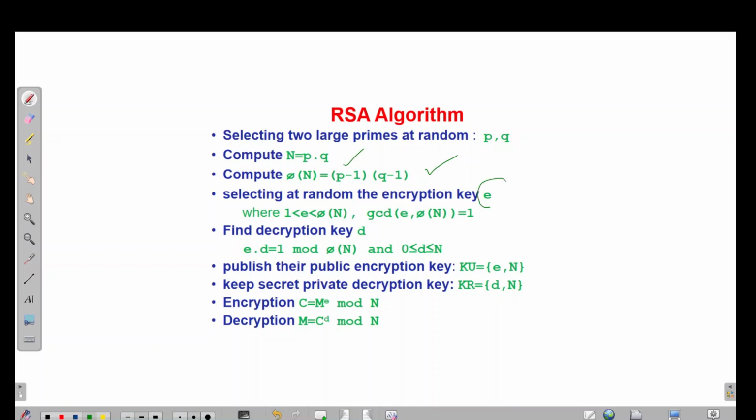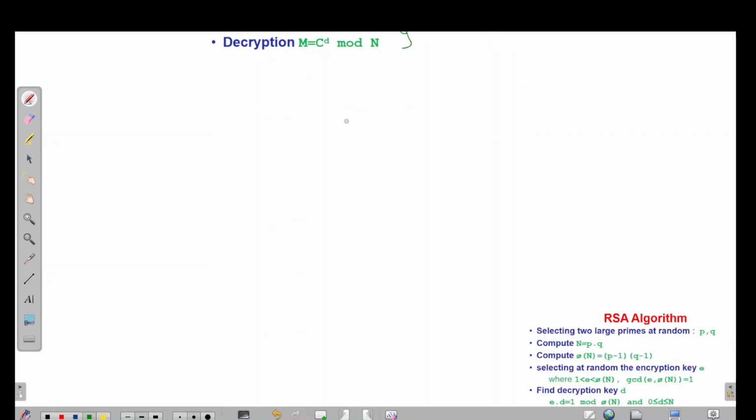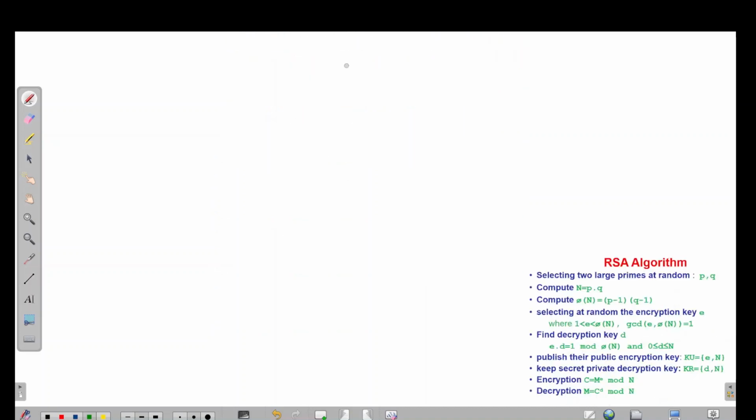And selection of a random number E such that it is co-prime with phi of n and less than phi of n, and finding the decrypting key D such that D is the multiplicative inverse of E in modulo phi of n, and publish the public key as E comma n and keep the secret key private as D comma n, and apply the encryption and decryption using these formulas. Now let us examine how it is working for one example.